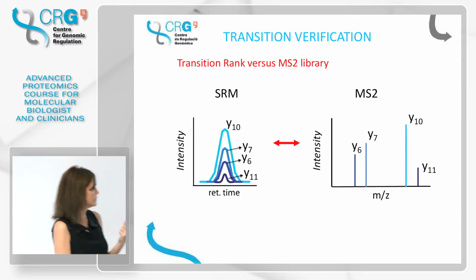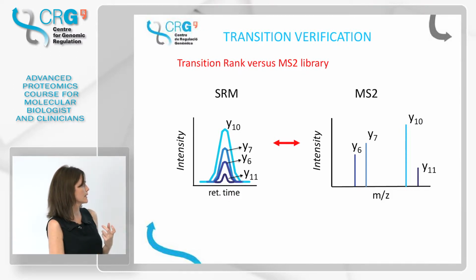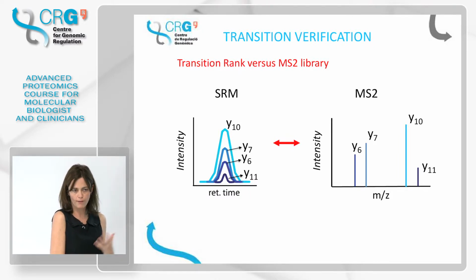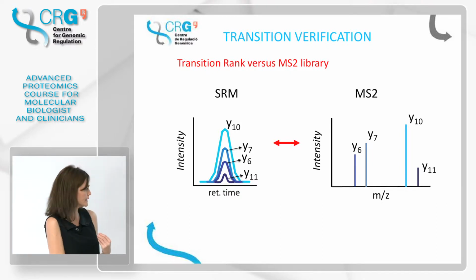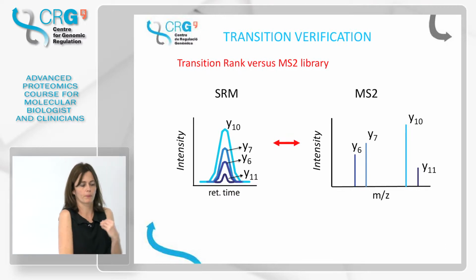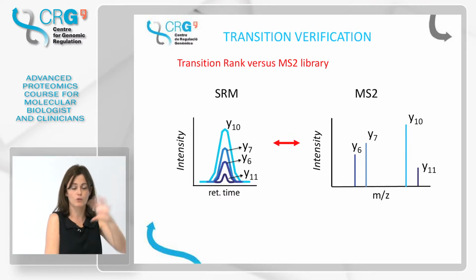One parameter that you look at is the transition rank versus your MS2 library. The MS2 library is the group of MS2 spectra that you have from your peptides. So they know how they behave. They know these different relative intensities of their ions, and this has to match this relative intensity here. This is a measure. Sometimes it's not exact, but it gives you a measure that this is correct.